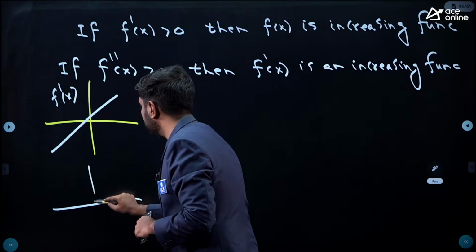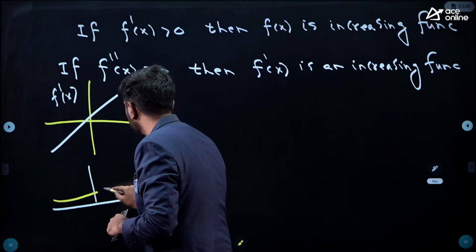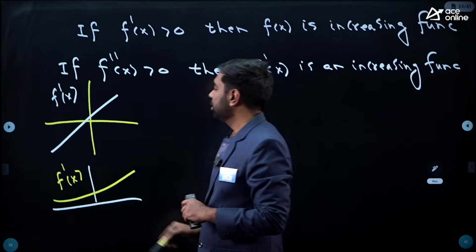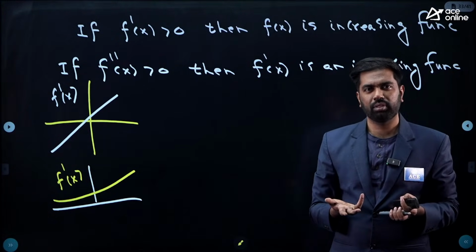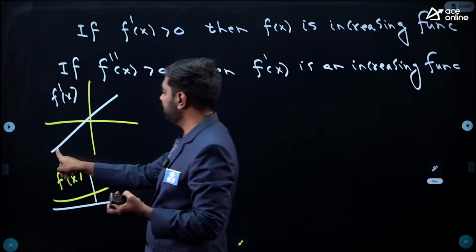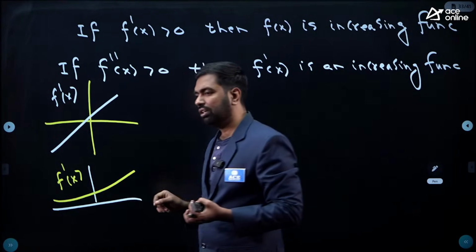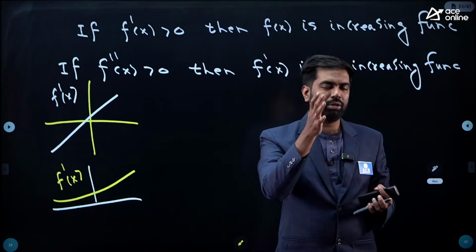It can be like this as well. I just need it to be an increasing function. It can be like this also. So sir, why are you trying to draw f dash of x, sir? Now when it is an increasing function, f dash of x can intersect the x-axis at most one point.